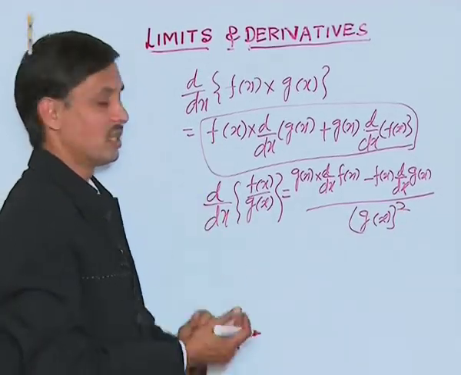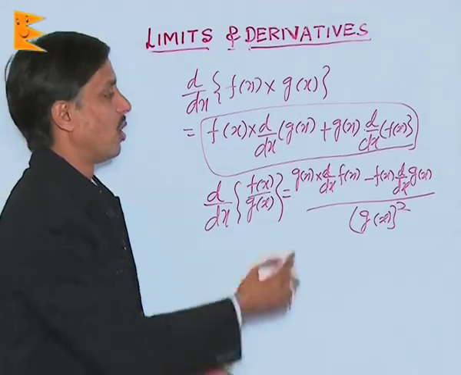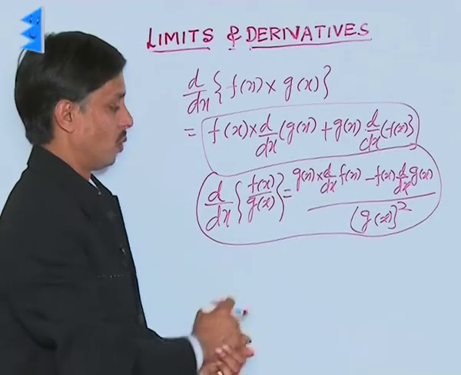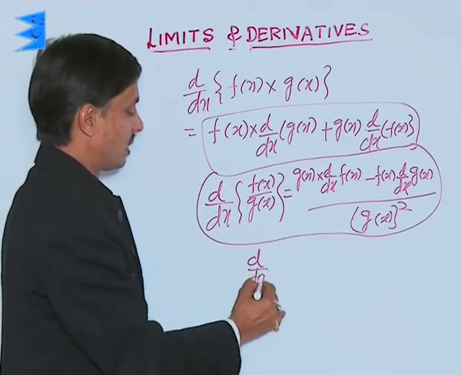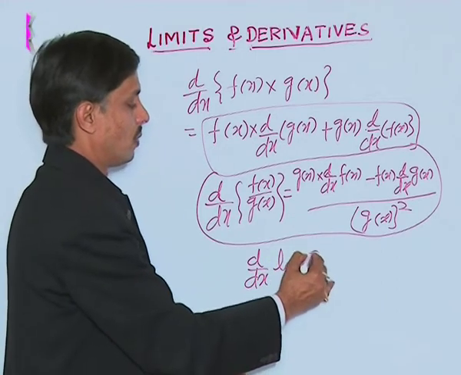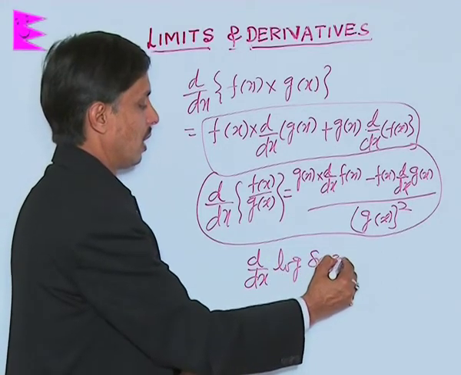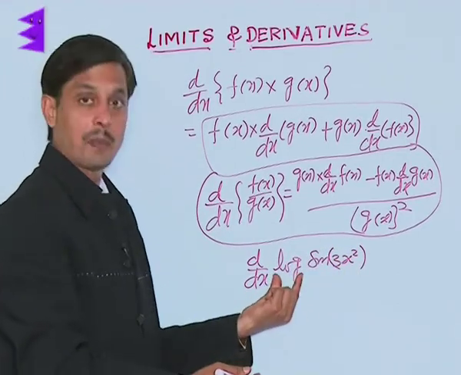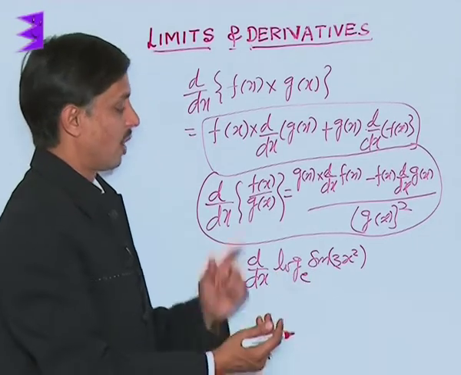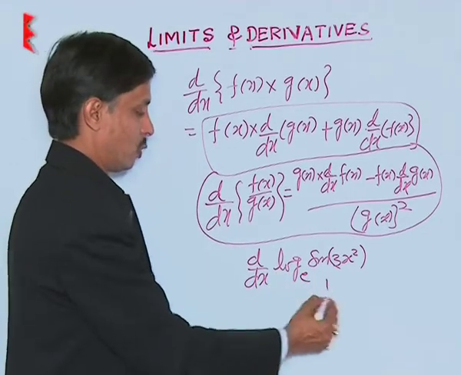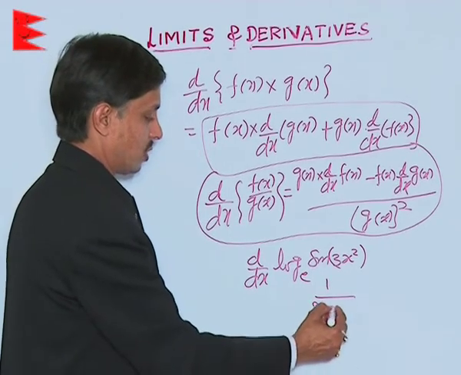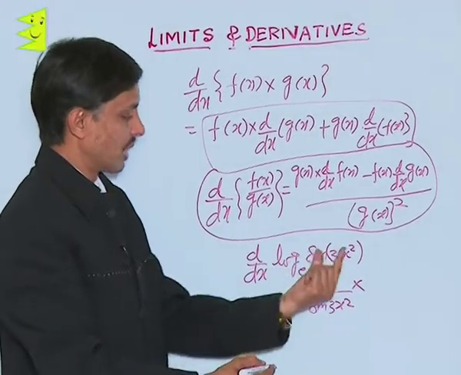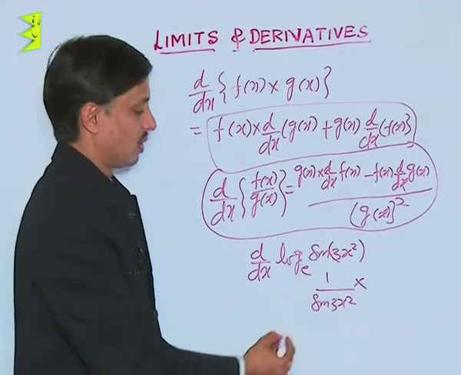These two rules are very important, and along with these I want to tell you about a problem related to chain rule. Suppose I ask you what is the derivative of log of sine of 3x square. First we will take the derivative of the log. Whatever log x, the answer is 1 upon x, so this becomes 1 upon sine 3x square, because log x is 1 upon x, so log sine 3x square gives 1 upon sine 3x square.